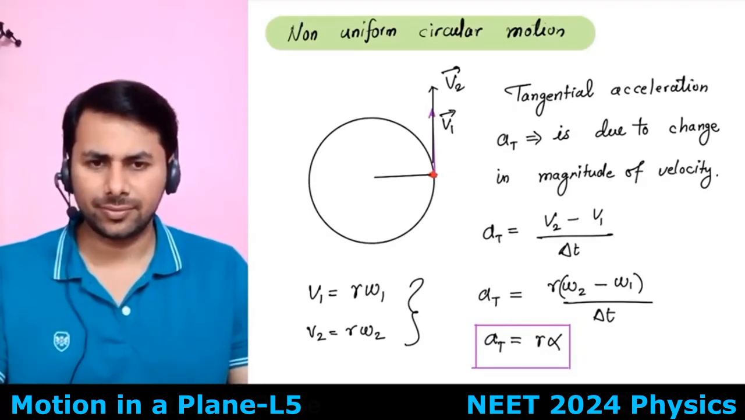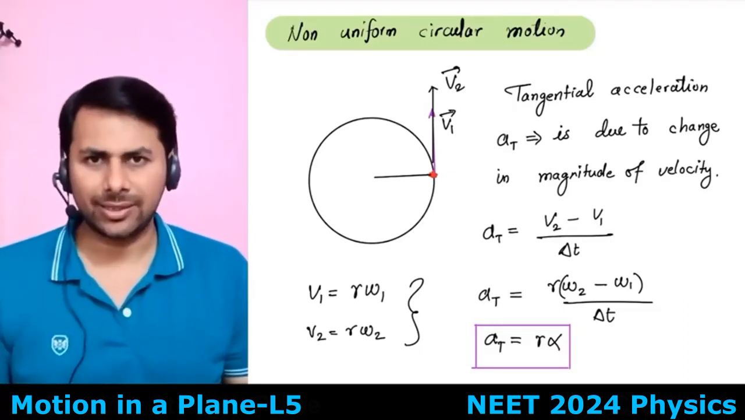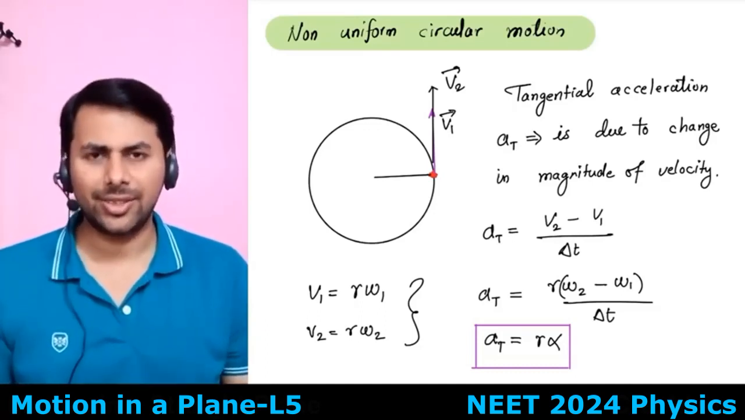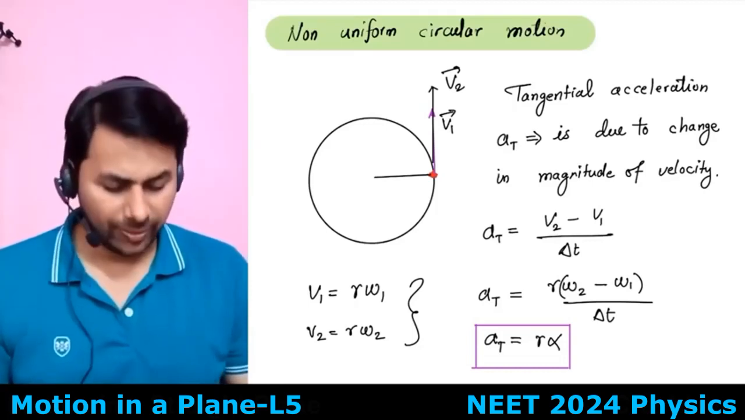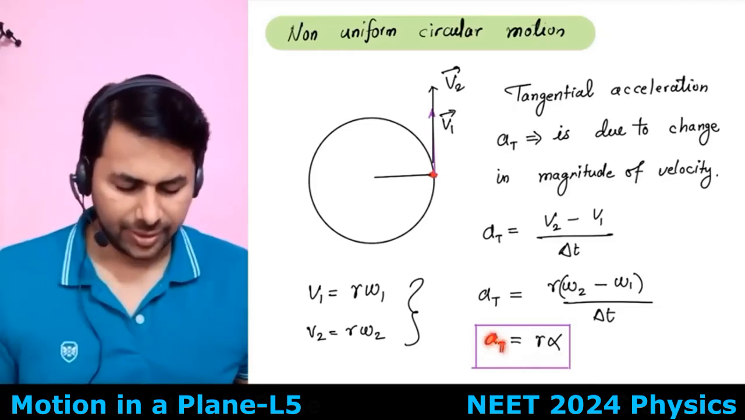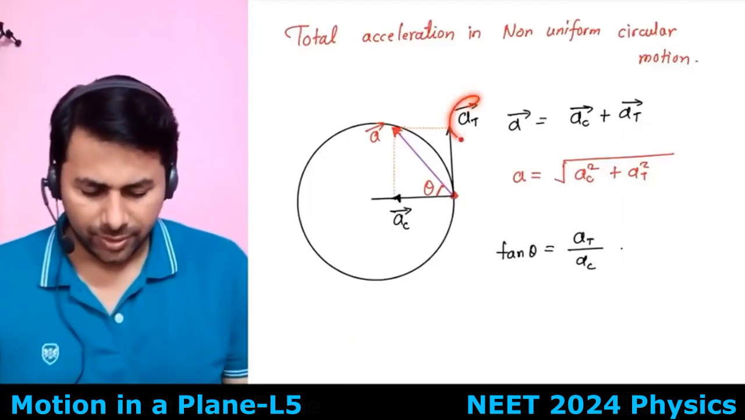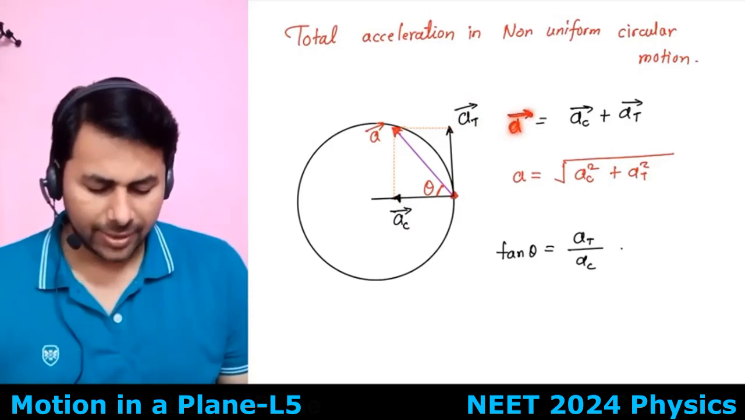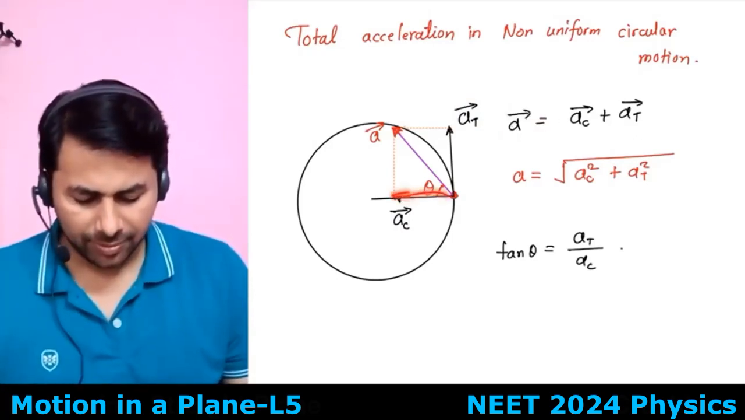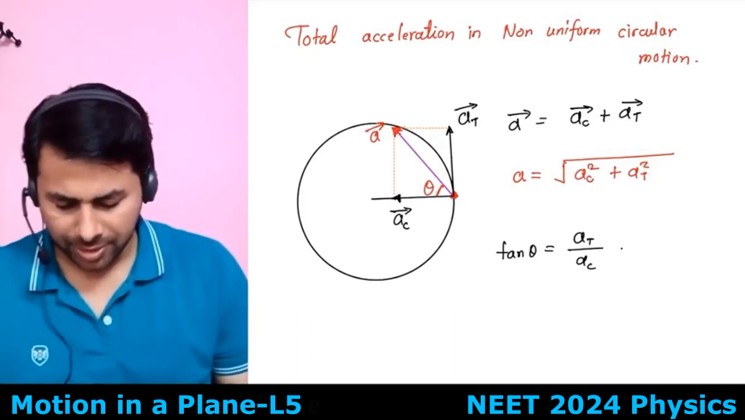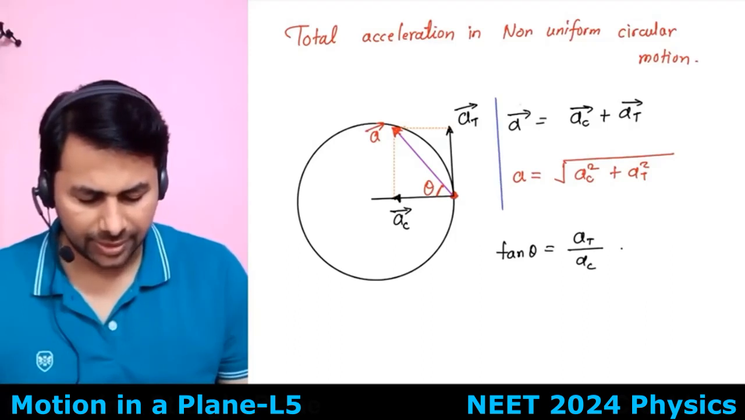That's why tangential acceleration is equal to r times alpha. Is it clear? So there are two kinds of accelerations in circular motion. One is centripetal acceleration, which happens because of change in direction of velocity. The other is tangential acceleration, which happens because of change in magnitude of velocity, and we can write it as r times alpha, with suffix t. What will be the total acceleration? It is the vector addition of centripetal and tangential acceleration. So a bar equals ac bar plus at bar, and in magnitude it is the square root of ac square plus at square.